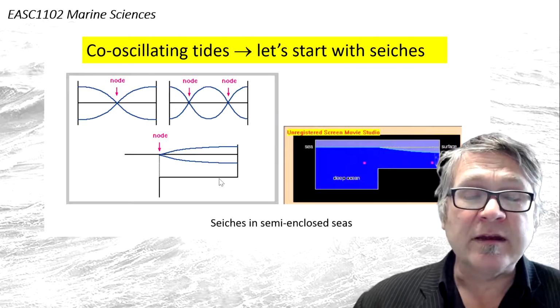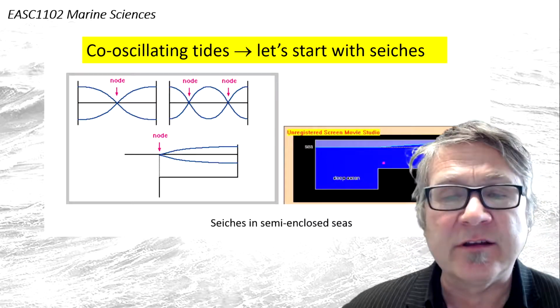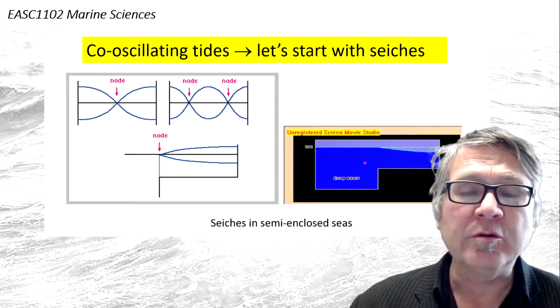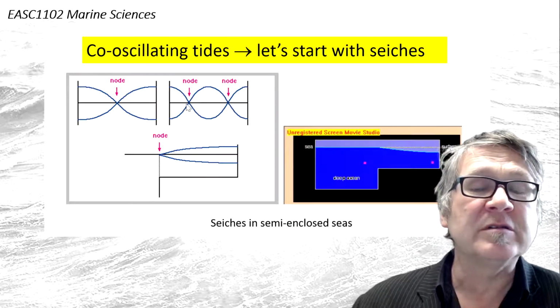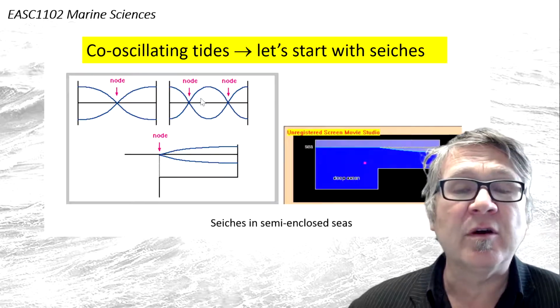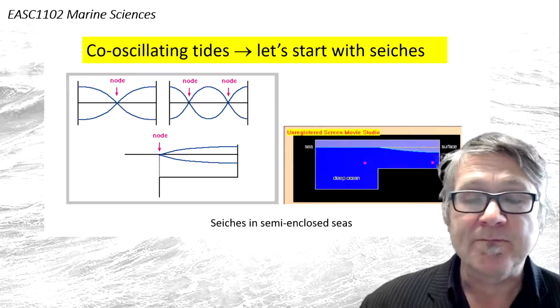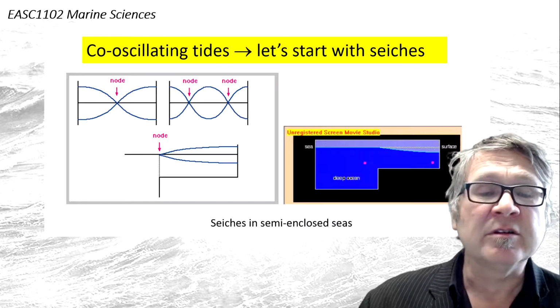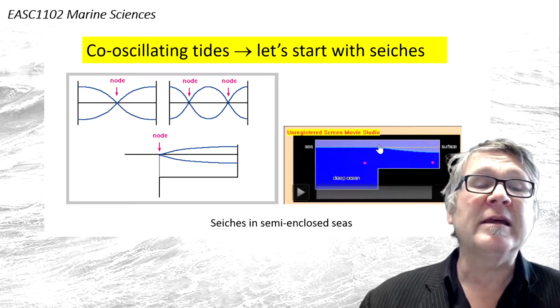I would also like to note that you can also have so-called higher harmonics. Instead of having one node in your basin, you can create two nodes or three nodes and so on. This links to higher harmonics, but anyway, it's not so important. So this is what we call co-oscillating tides.